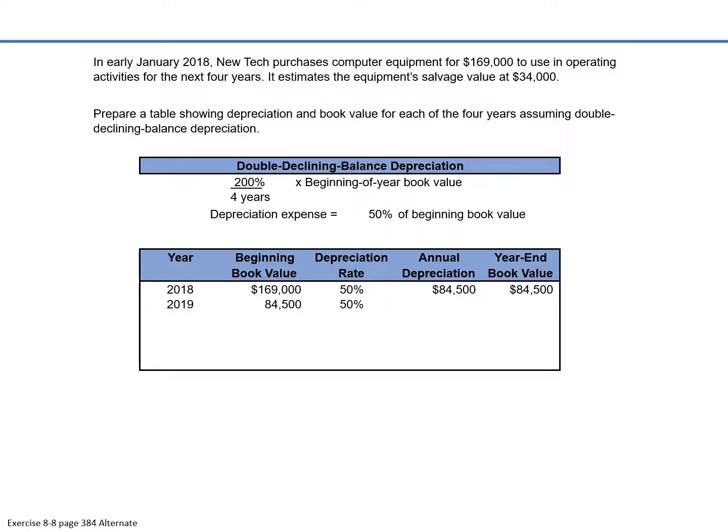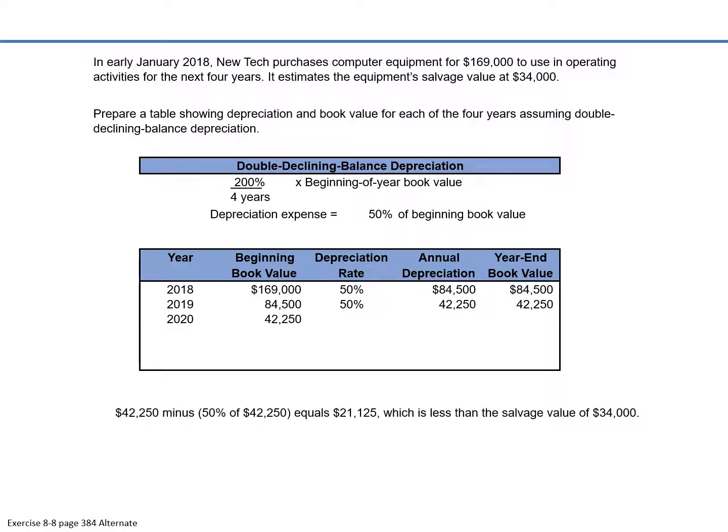84.5 beginning value times 50% is 42,250. Net book value at the end of the year is 42,250. In 2020, we take our 42,250 times 50%, but that would take us to a net book value less than the salvage value, and we can't have that. Our year-end value needs to be no less than 34,000. So we're going to force that depreciation of 8,250, and then in year 4, we're not going to depreciate anything. So 135,000 total of depreciation.